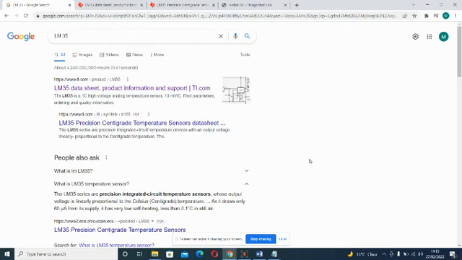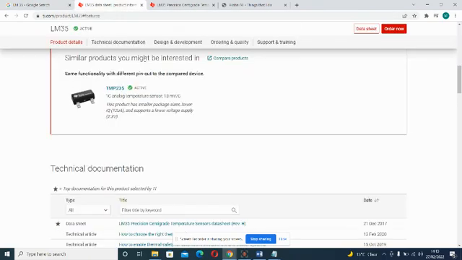The fifth sensor I have chosen is the LM35. The LM35 are precision integrated circuit temperature sensors whose output voltage is linearly proportional to the Celsius centigrade temperature, as it draws only 60 microampere from its supply, and it has very low self-heating, less than 0.1 degree in still air.